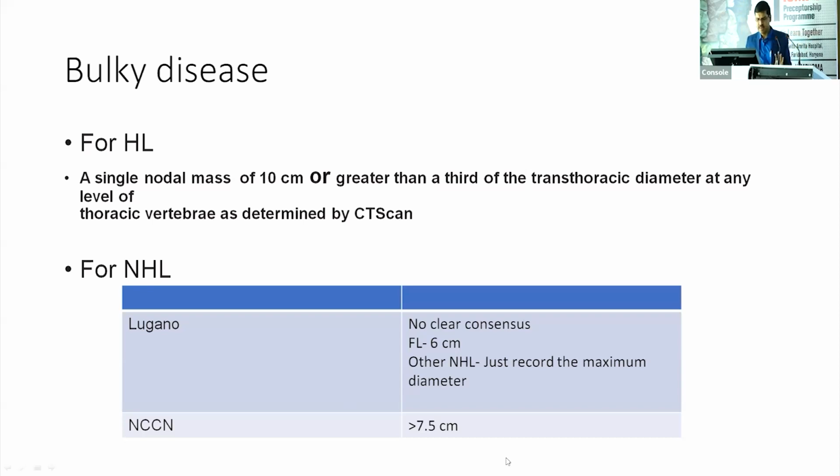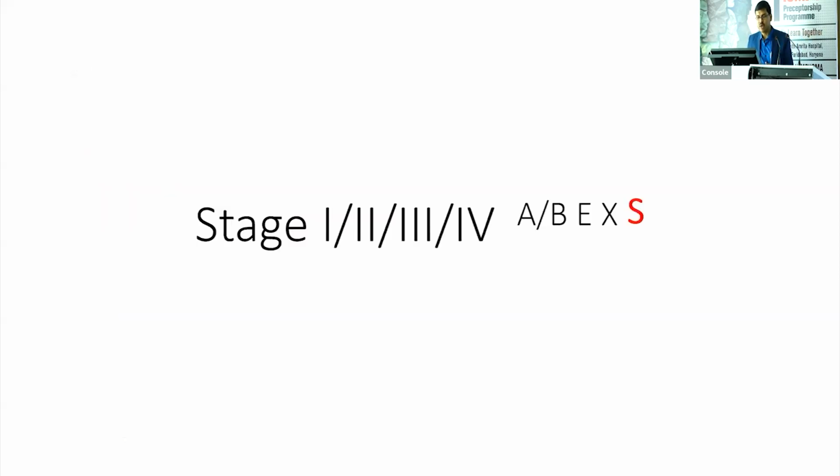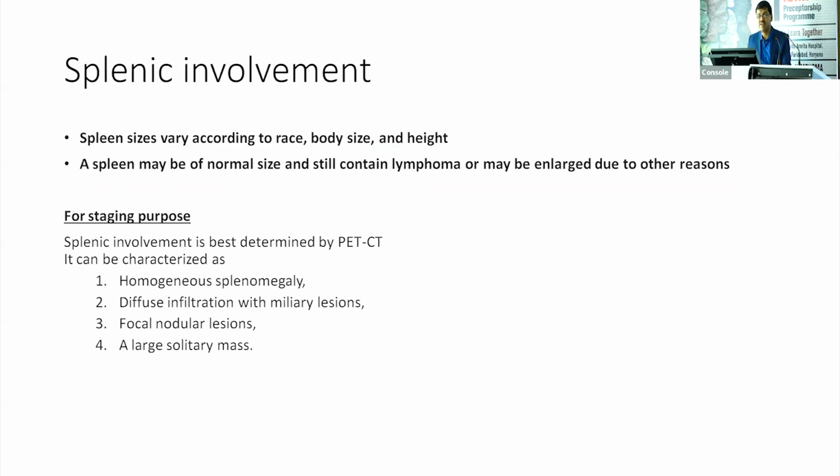But NCCN is clear and simpler. They say if it is more than 7.5 centimeter, it is bulky disease. So you can always remember: 10 and 7.5. How much time do I have? 4 minutes. Okay, coming to the last part of staging, then I'll touch upon prognosis briefly.